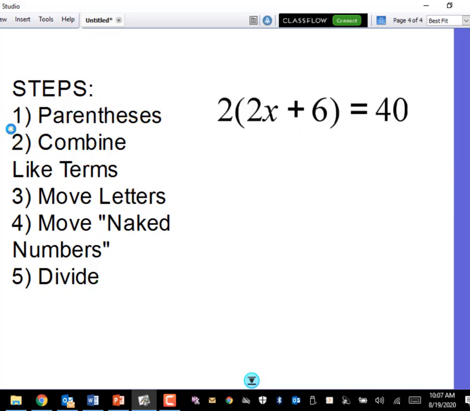Last example. Here we go. I'm still doing same steps. I draw my line first. Here we go. So first thing I'm checking, are there parentheses? In this one, yes, there are parentheses. These things right there, those are parentheses. Well, what does parentheses mean? Usually to us, it means we're going to be multiplying.